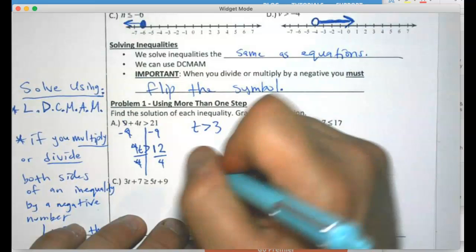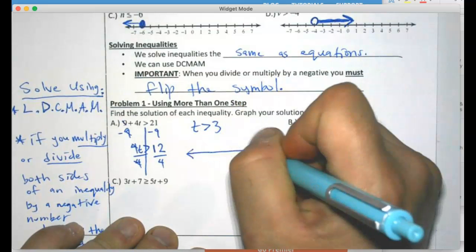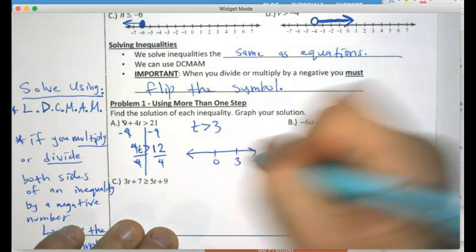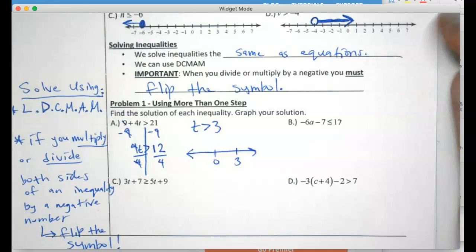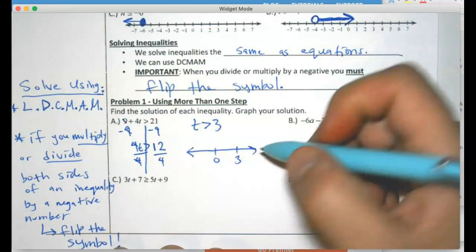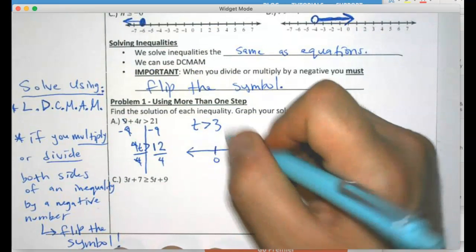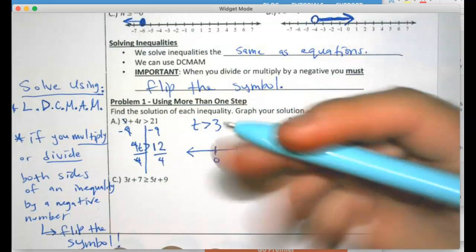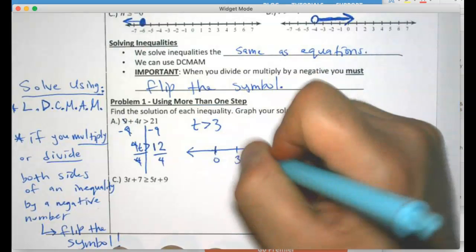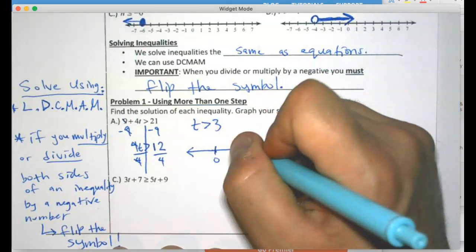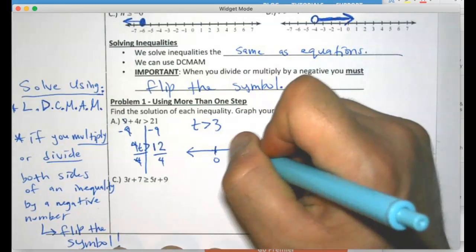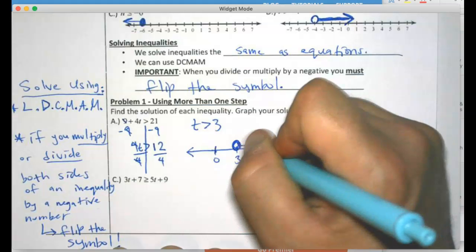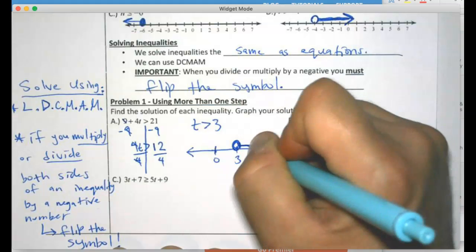And if t is greater than 3, I can graph that. I always mark 0, and then I'll mark the number that I need. I mark 0, a positive number goes on the right, and negative numbers go on the left. Anyhow, 3 is positive. Greater than means open circle, because it doesn't say or equal to. That's supposed to stay open. And greater than also means shade to the right. There you go.